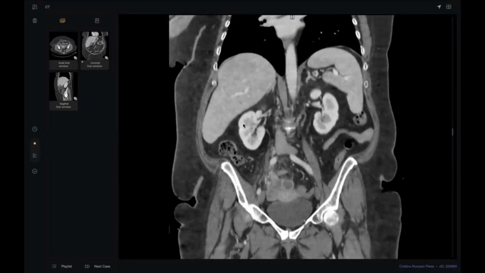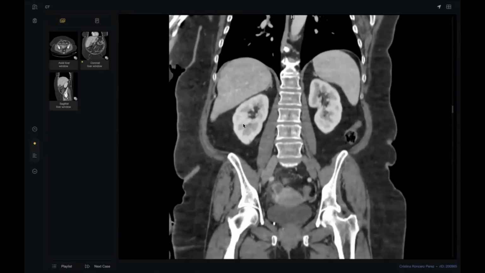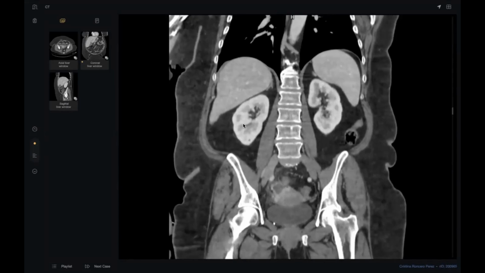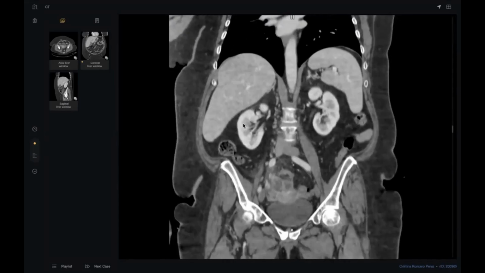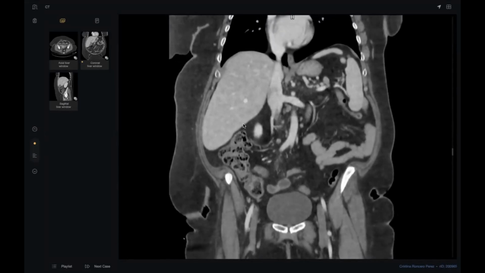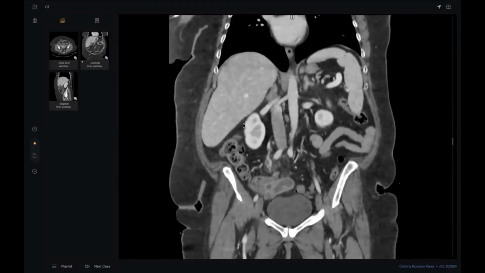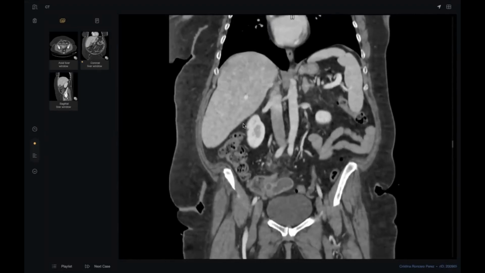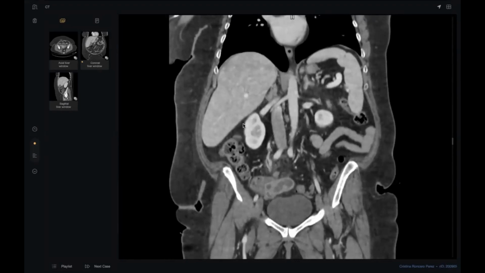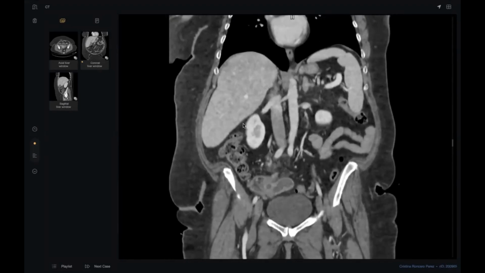So I would like to see the rest of the images. Yes, the left adnexa looks fine and the uterus looks fine. So I would like to confirm my findings by doing transvaginal ultrasound, and I would like to send the patient for urgent gynecological referral.